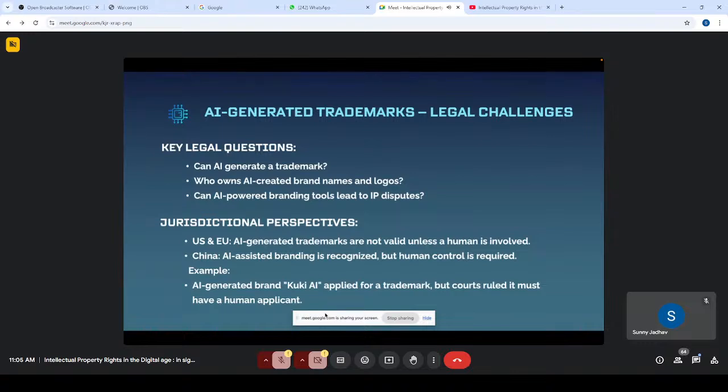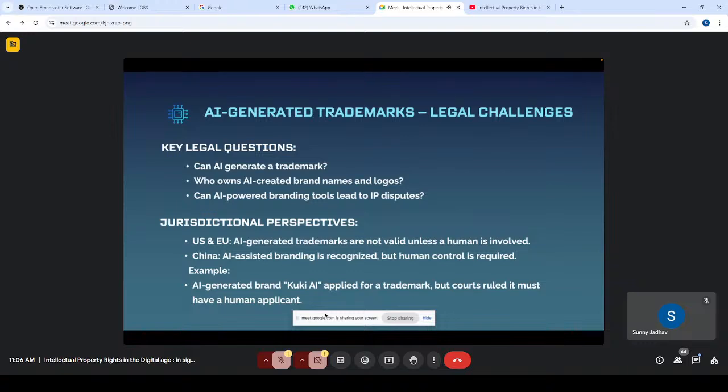Then who owns AI-created brand names and logos? Can AI-powered branding tools lead to IP disputes? Because if AI has generated something and it leads to an IP dispute, I can just say, okay, I gave the commands, but it was not me who generated that logo, which is the subject of the IP dispute. So as a person, as a creator, the one who gave the commands, I can just shrug off that responsibility. That should not be happening.